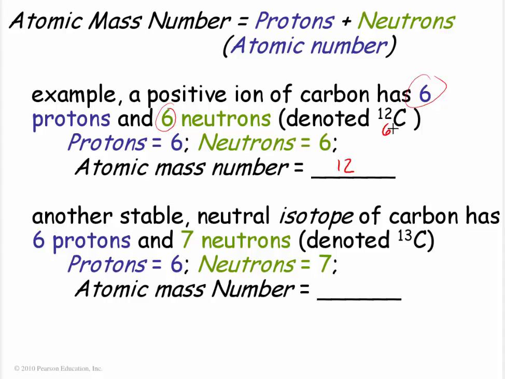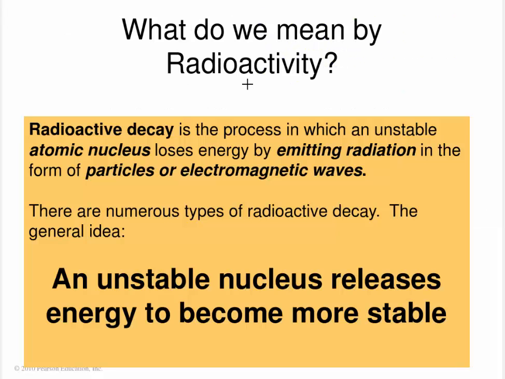We would write this as carbon 6-12 or carbon 12-6, and that tells us what isotope of carbon we're looking at. Another stable isotope of carbon has the 6 protons. It's the 6 protons that tells us that it's carbon. This one would have 7 neutrons. That's what makes it an isotope. Take 6 plus 7, and we find the atomic mass number is 13. We would write this as carbon 13-6. 6 is the number of protons. 13 is the atomic mass number.